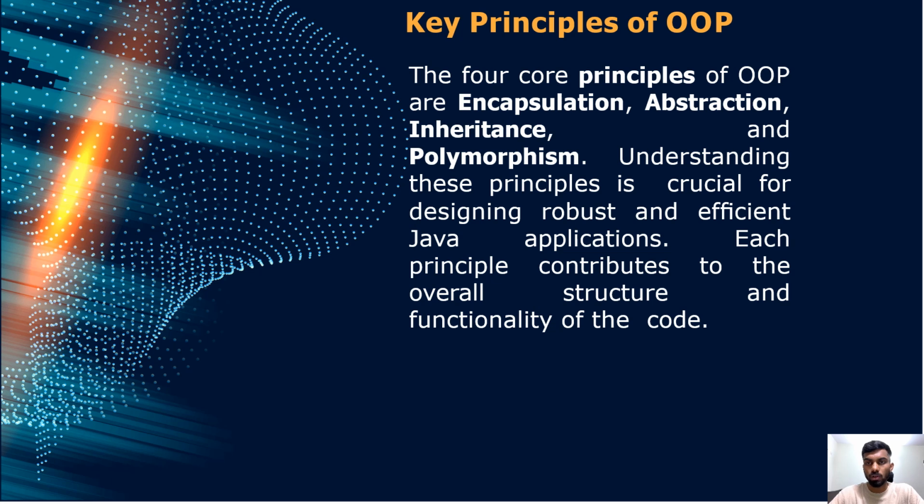Key principles of object-oriented programming. The four core principles of object-oriented programming are encapsulation, abstraction, inheritance, and polymorphism. Understanding these principles is crucial for designing robust and efficient Java applications. Each principle contributes to the overall structure and functionality of the code.